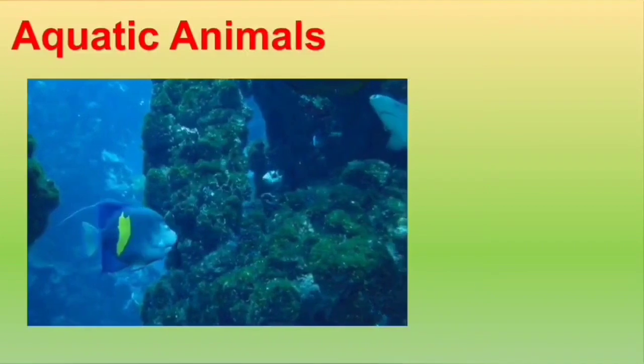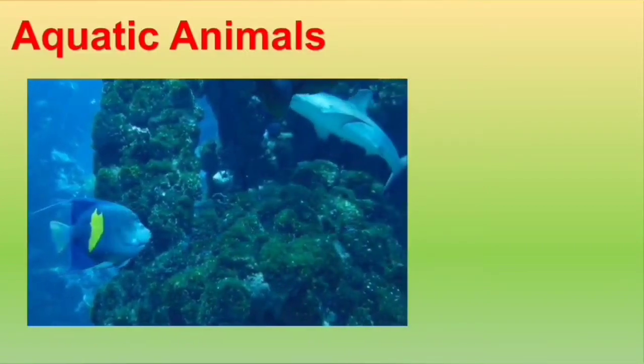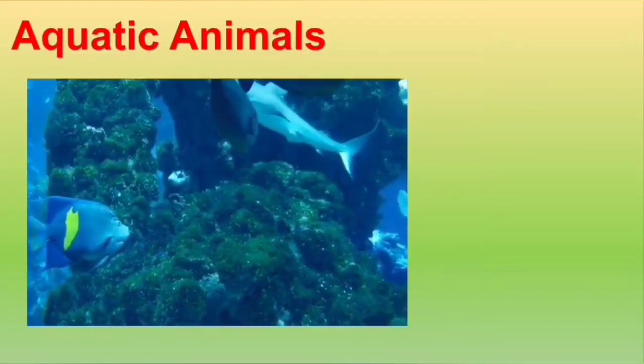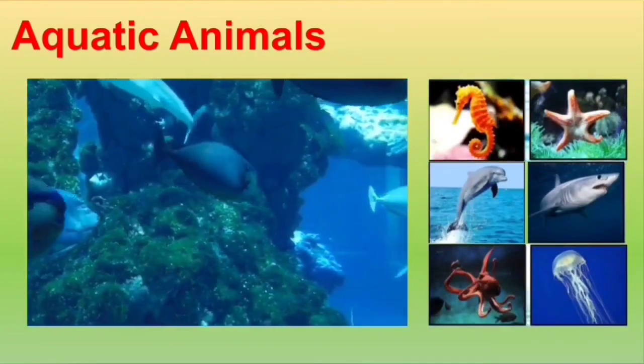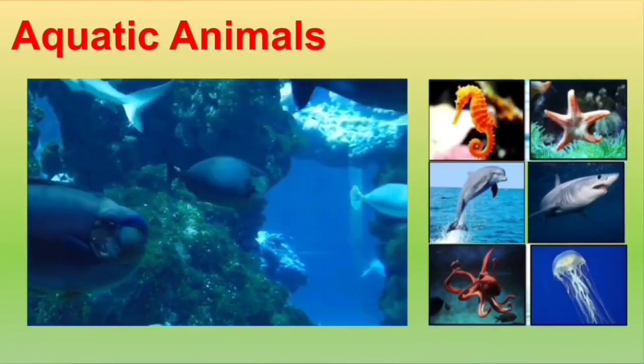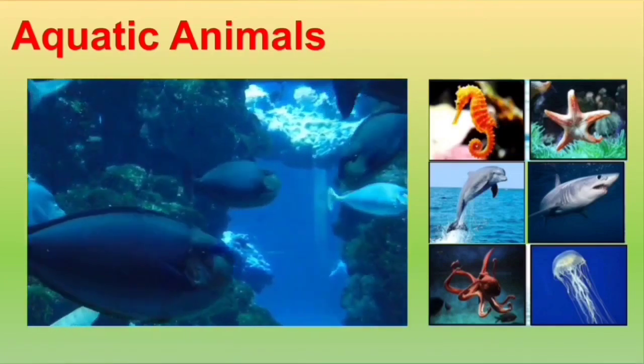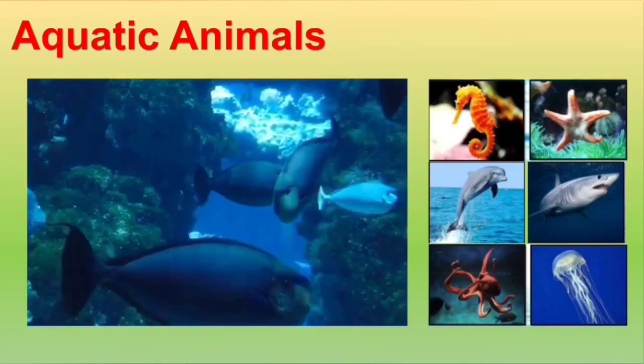Aquatic animals. Animals that live in water are called aquatic animals. The seahorse, the starfish, the dolphin, shark, octopus, jellyfish are all examples of aquatic animals.